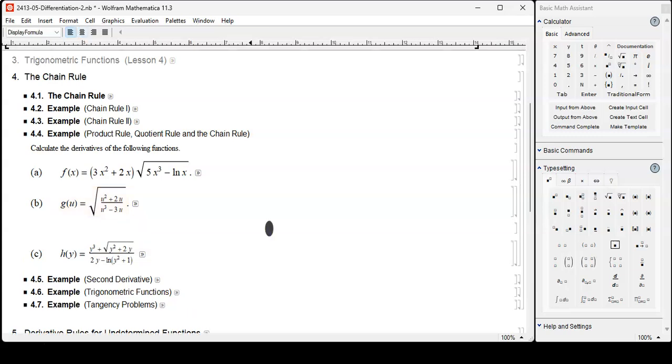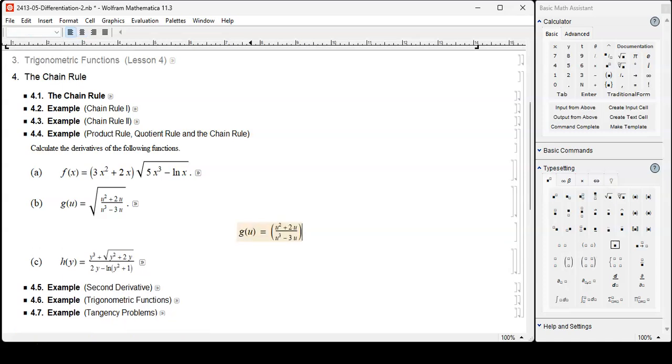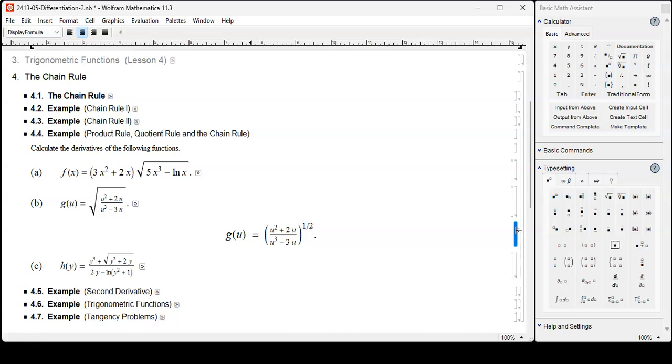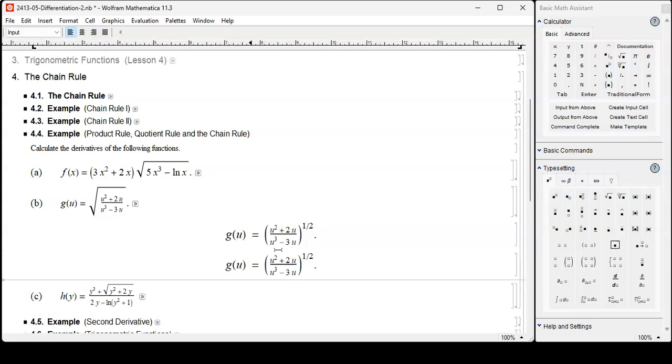Okay, alright, let's prepare this problem. G of u is, let's see, here's a fraction, and that thing to the 1/2 power. Let me enlarge the font a little bit. Okay, alright. Copy and paste that thing here, and then let's calculate the derivative.